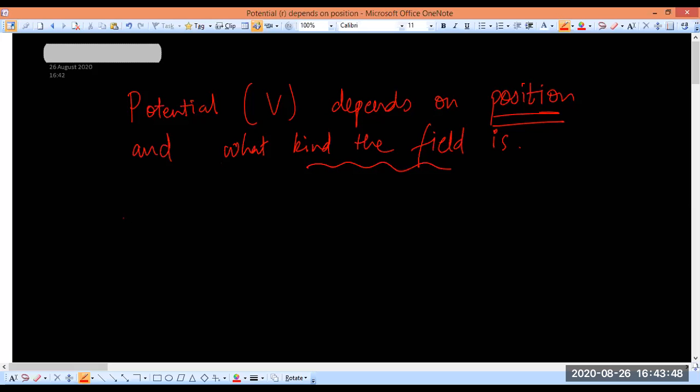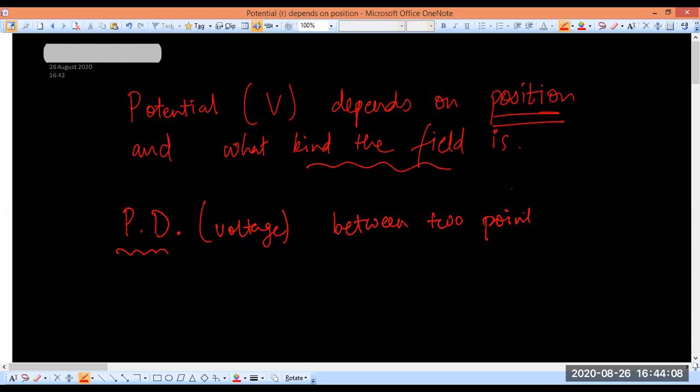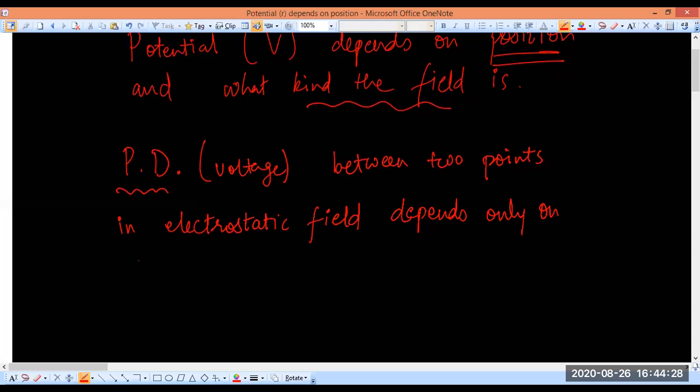Okay, then potential difference, voltage, right? Potential difference or voltage between 2 points in electrostatic field depends only on the points, right? Not on path, right? Okay, not on path to go from A to B.